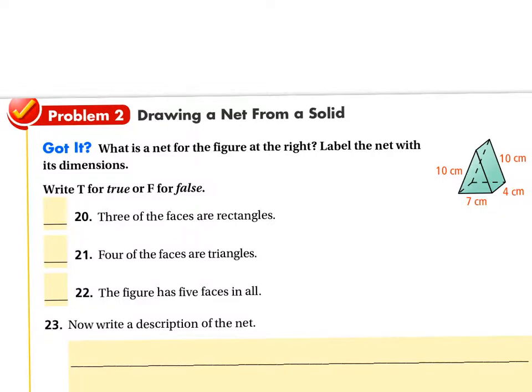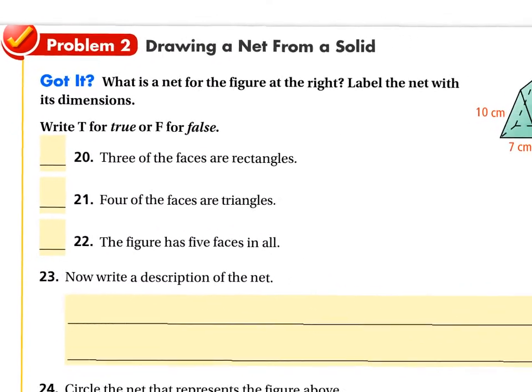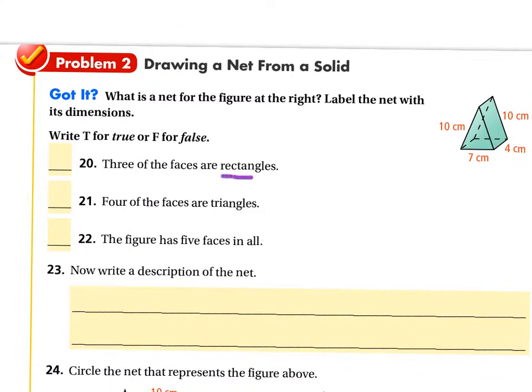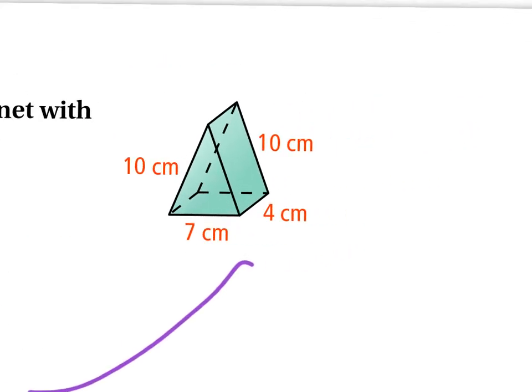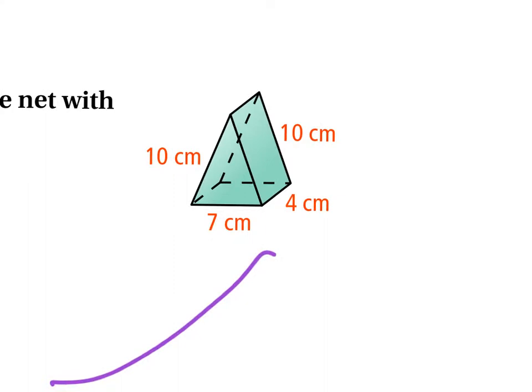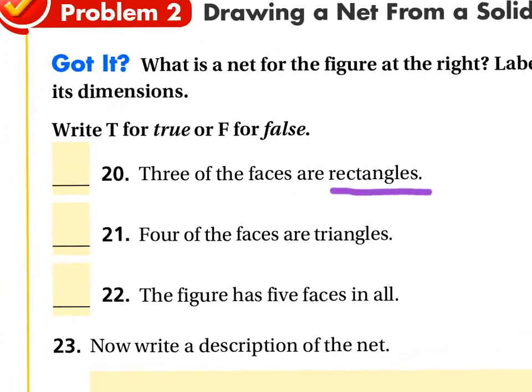So before we get to the nets, let's take a gander here. Three of these faces are going to be rectangles. Is that true or false? Well, it's hard to see if you just jump to it. I saw a lot of people instantly jumping to triangles. But if we look at this, that's a rectangle right here. Then there's a rectangle down underneath. And on the left side, that one's a rectangle as well. So the answer to that question is true.